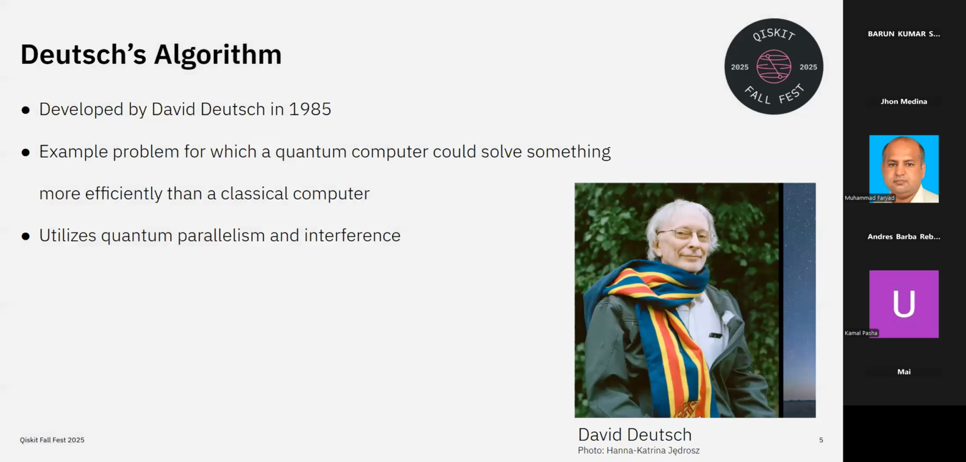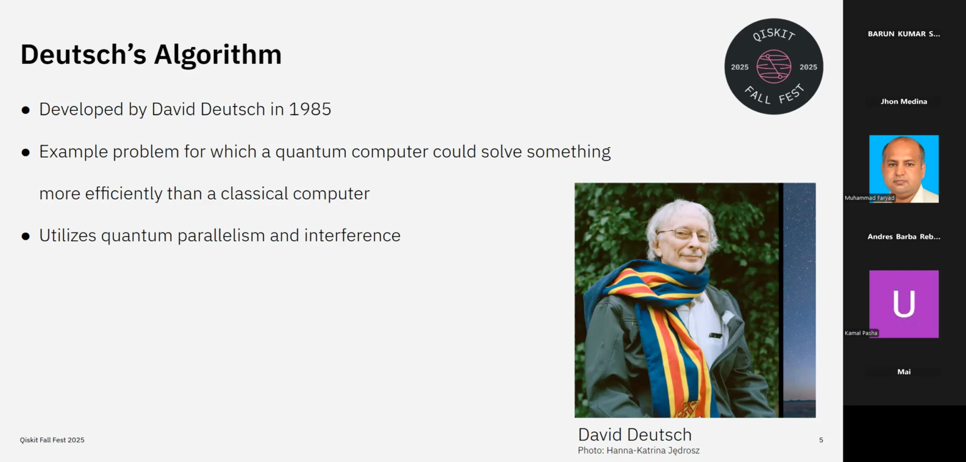Okay, today I wanted to talk about what is commonly considered the first quantum algorithm, and that's Deutsch's algorithm. It was developed by David Deutsch in 1985. And this problem really demonstrates kind of an example of a problem where a quantum computer could solve something more efficiently than a classical computer. And at this time, think of this as the first quantum algorithm.